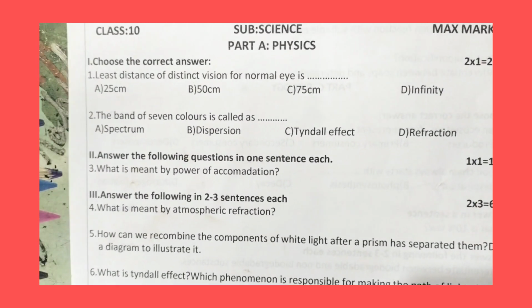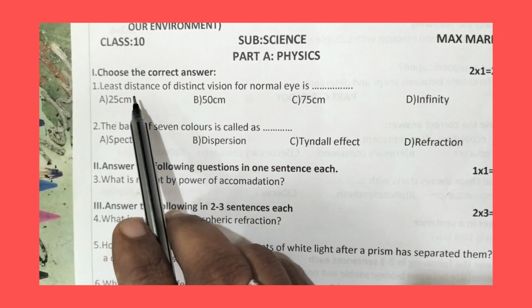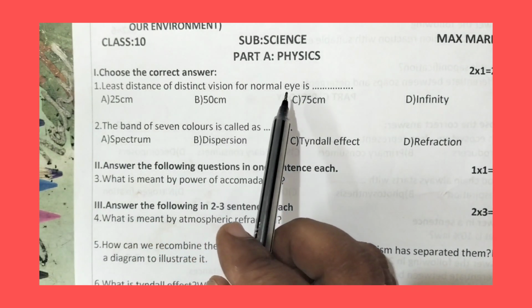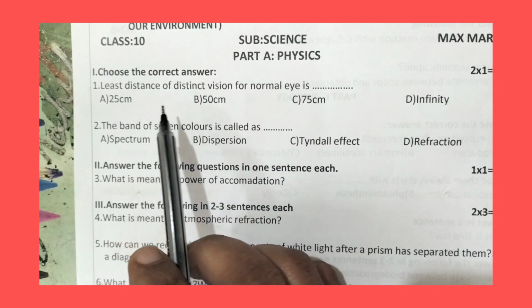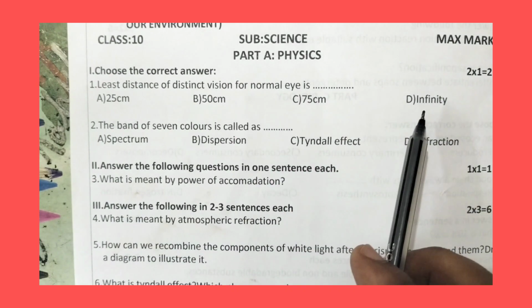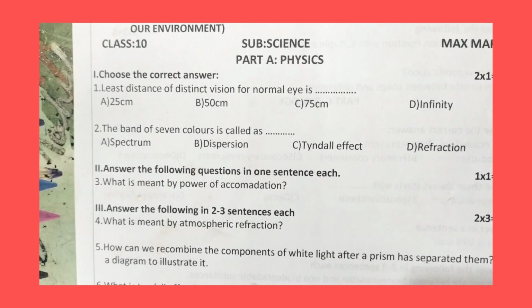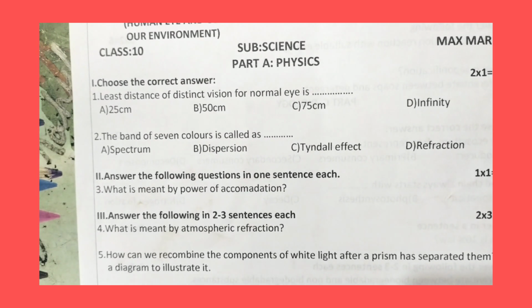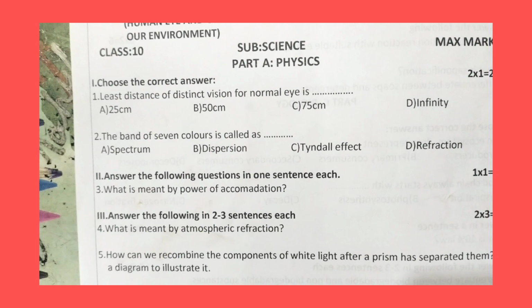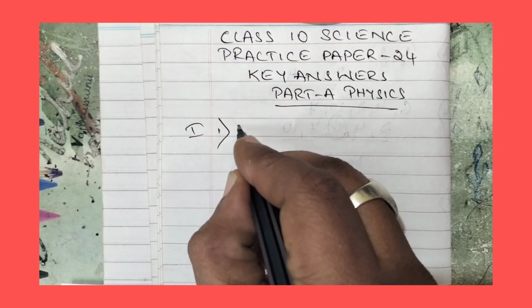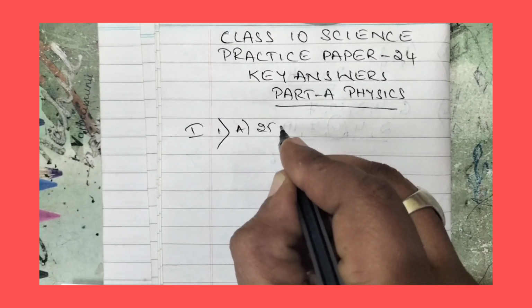The first question of practice paper 24 is: the least distance of distinct vision for a normal eye is dash: 25, 50, 75 or infinity. Least distance in the sense means the near point. So the near point will be 25 centimeter. So option A, 25 centimeter.